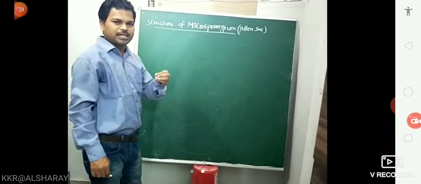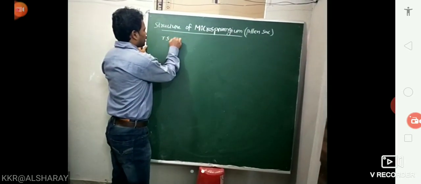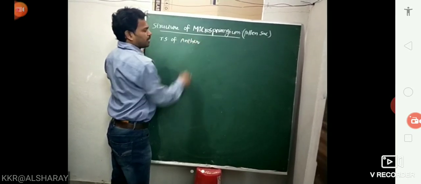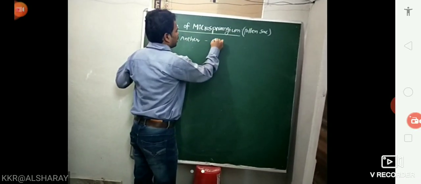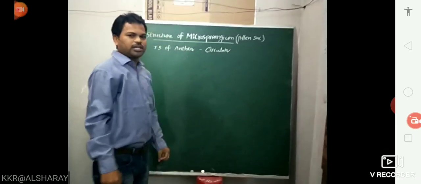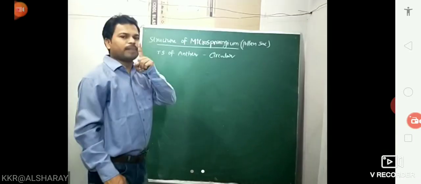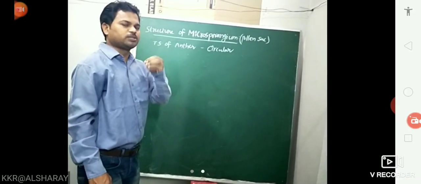So we are taking the TS of anther. Then it appears circular in outline. So the TS of anther is circular in outline. In each corner, one microsporangium is present.